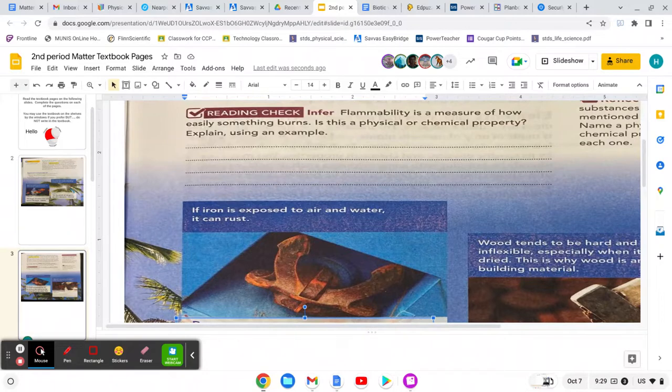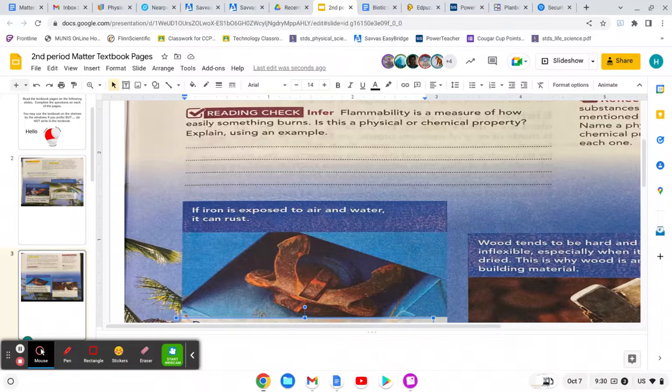We're going to go back up to this part where it says reading check. And the question here, it's asking you to infer. Flammability is a measure of how easily something burns. Is this a physical or chemical property? And explain using an example. So flammability is how easy something catches on fire. Would that be physical or chemical? That's a physical, right? So it's a chemical property because if you burn something, you're going to change it into something else. I'm sorry, my brain went a little mushy this morning.